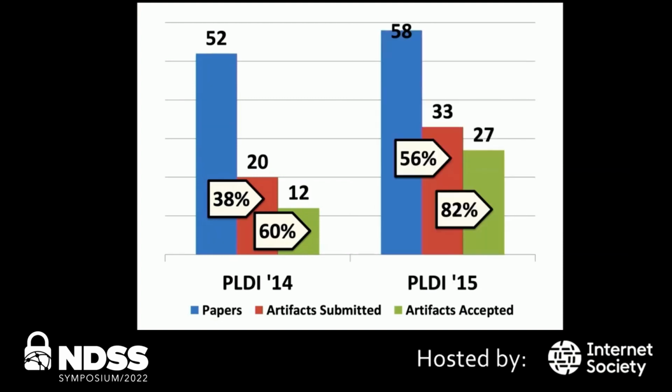So in PLDI 2015, we did much better, right? The number of papers increased somewhat, but the participation in the artifact evaluation process increased dramatically. Most papers wanted to participate in that, and of those, the acceptance rate for artifacts went up as well, right? So anyway, this is really taking off. Like I said, it became more and more widespread, right?